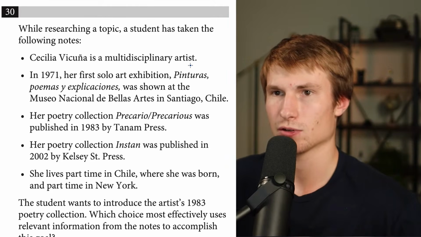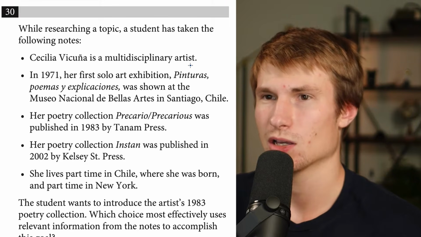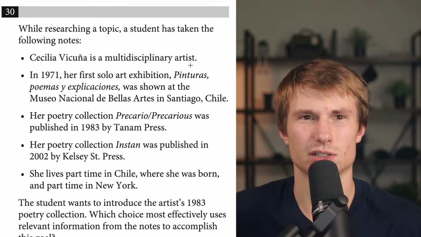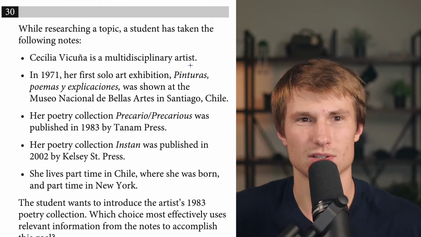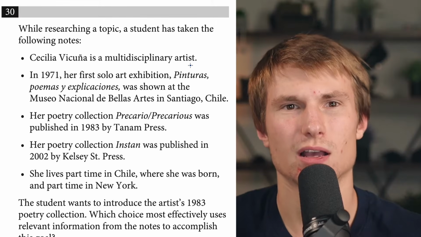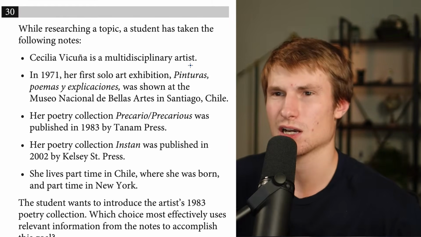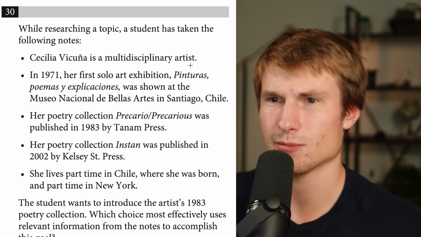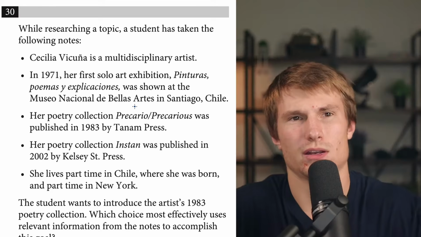In 1971, her first solo art exhibition, Pinturas, Poemas y Exposiciones, was shown at the Museo Nacional de Bellas Artes in Santiago, Chile. Her poetry collection was published in 1983 by Tanem Press. Her poetry collection Instan was published in 2002 by Kelsey St. Press. She lives part-time in Chile, where she was born, and part-time in New York.